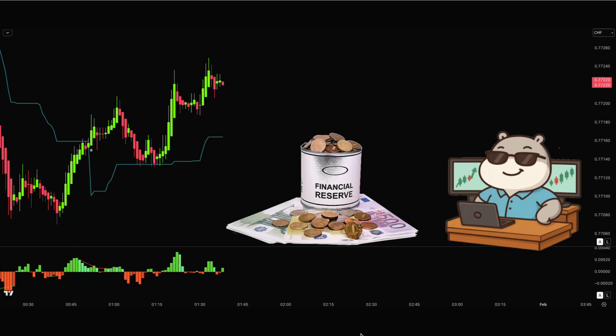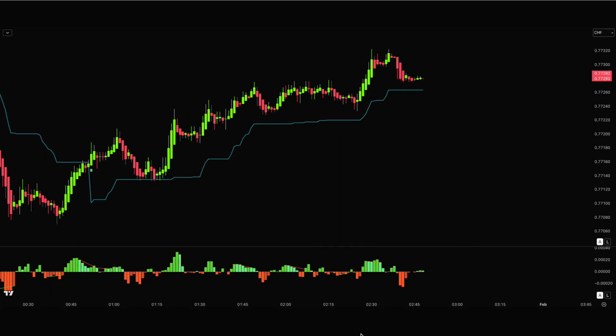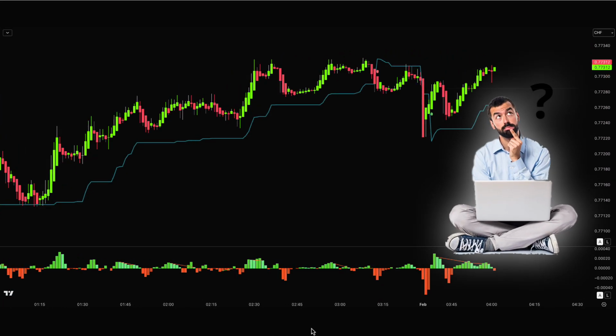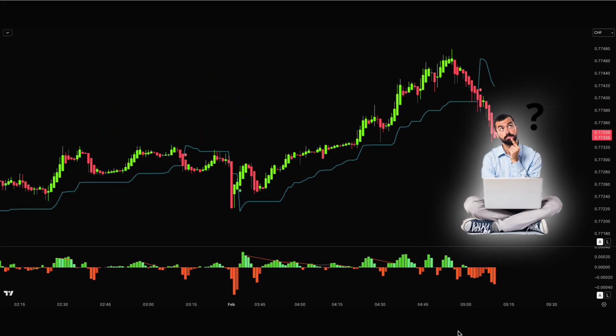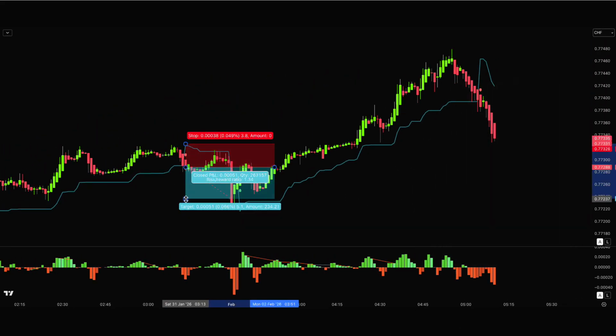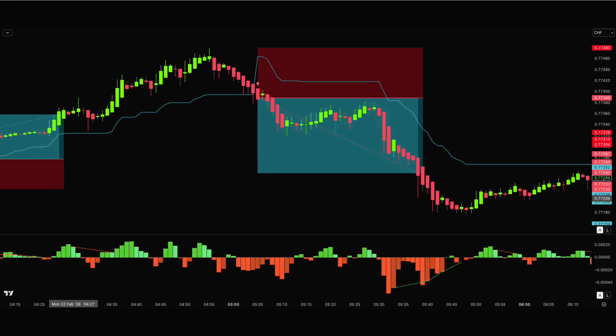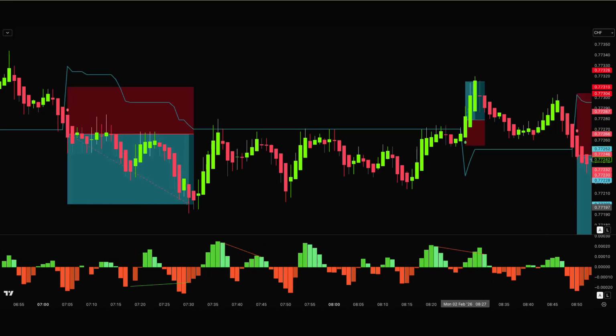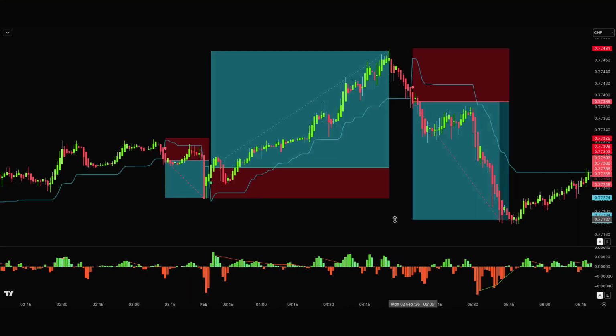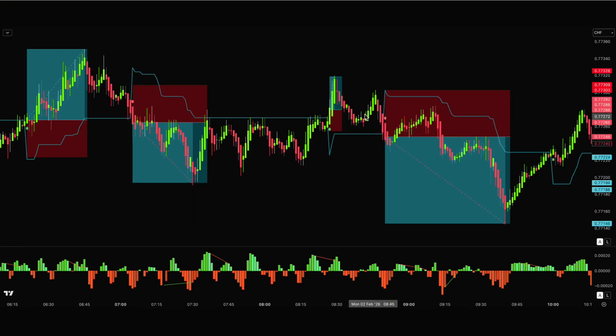Most traders lose money at one place, the exact point where the market reverses. Why? Because they enter too early or too late. But this indicator changes that. It doesn't just give signals. It highlights the exact zone where the market is likely to flip. And when I tested it, the timing was surprisingly accurate.